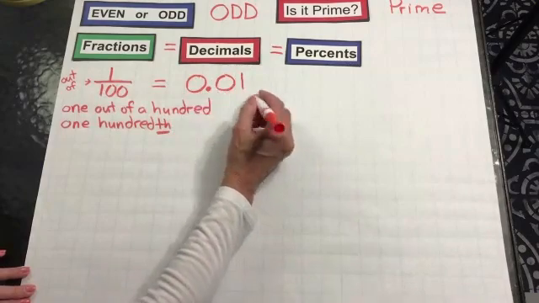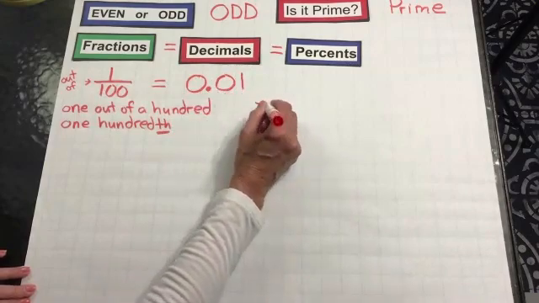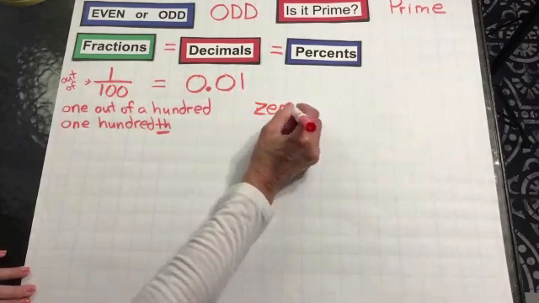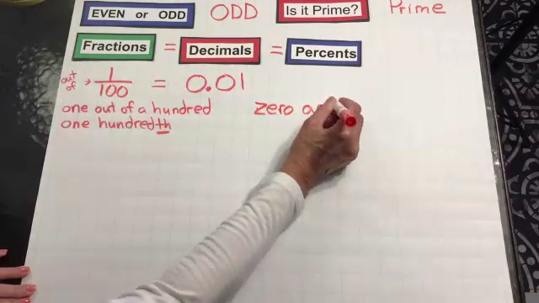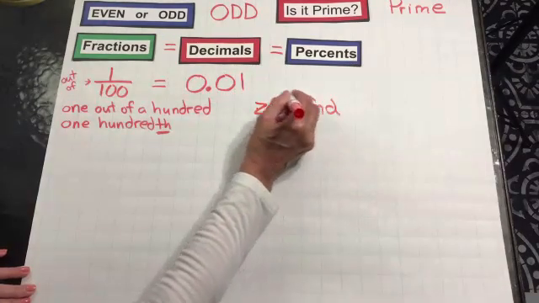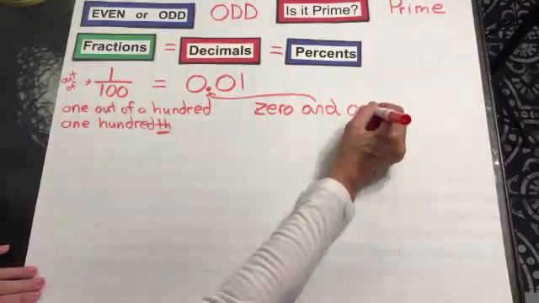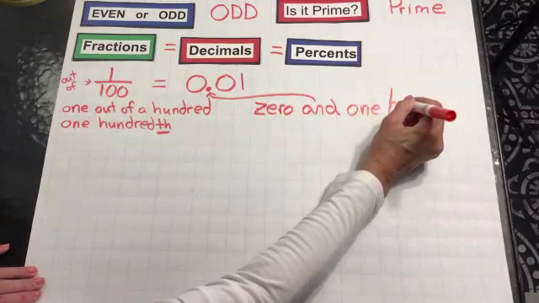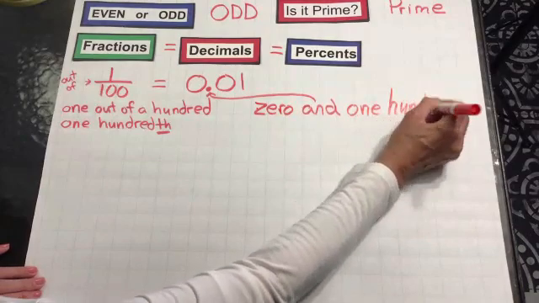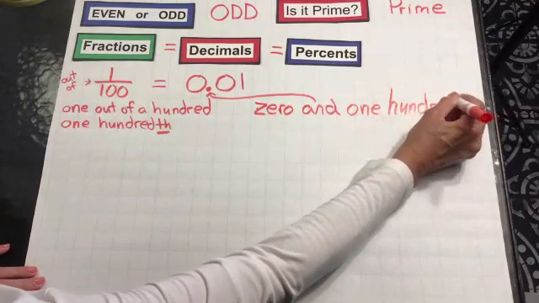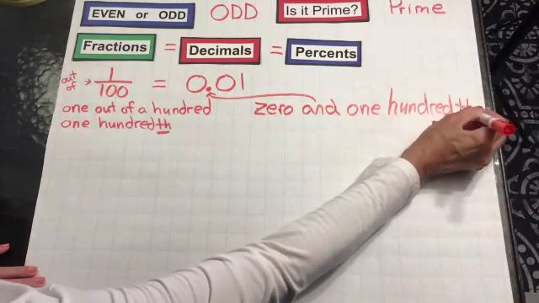So the way we would write this would be 0, and, the "and" always represents the decimal, 1/100th. We want to make sure we get that TH at the end, 100th.